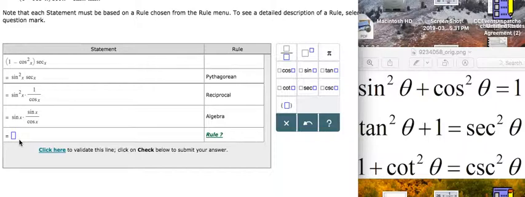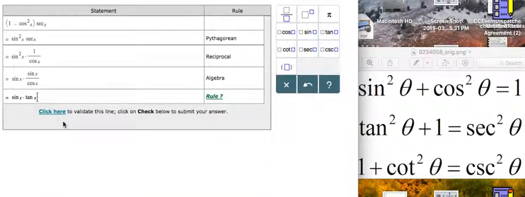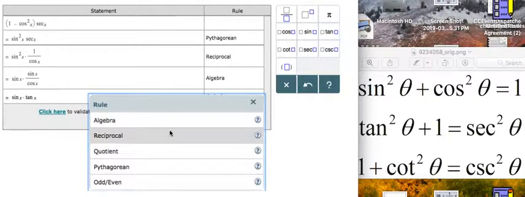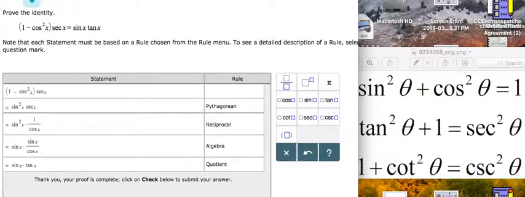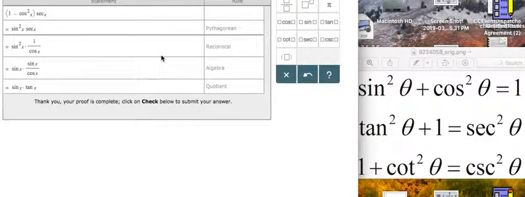And for the final step here, I think we're done. Sine x times sine over cosine, that is the definition of tangent x, and that's what we sought to prove in the end. Oh, I didn't select a rule. They call this in ALEKS the quotient identity. Sine x over cosine x, if you say that's tangent x, that's the quotient identity. So the proof's done. Hit check, and then ALEKS should be like, yippee, good job.